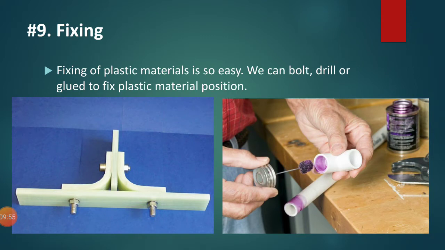Number 9, fixing. This is one that plastic is very famous for. Fixing of plastic materials is so easy. We can bolt, drill, or glue to fix plastic materials into position. As shown below, a plastic is bolted onto another piece of plastic, and on your right hand side, a method of fixing such as gluing is very easy.